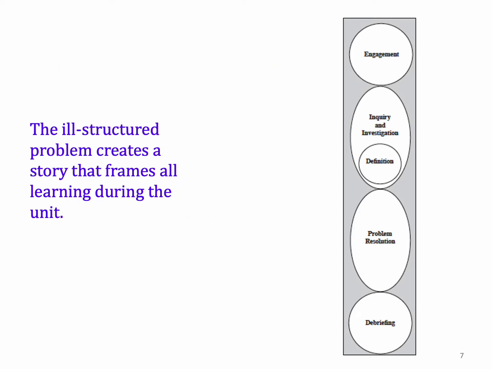As students explore the problem at the center of the unit, they move through 5 phases of problem solving, including problem engagement, inquiry and investigation, problem definition, problem resolution, and problem debriefing. As students follow this flow of the problem, they're drawn further into the story and towards the content objectives that we desire.